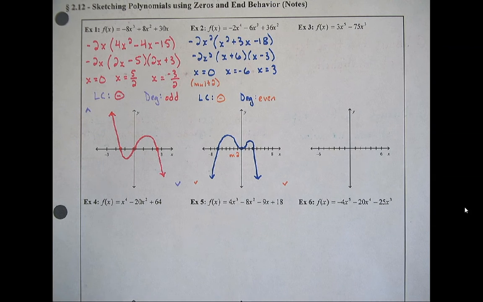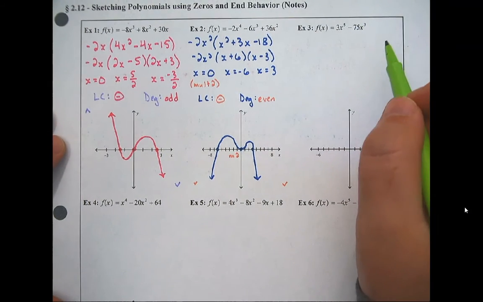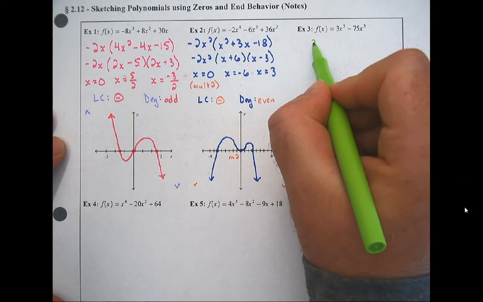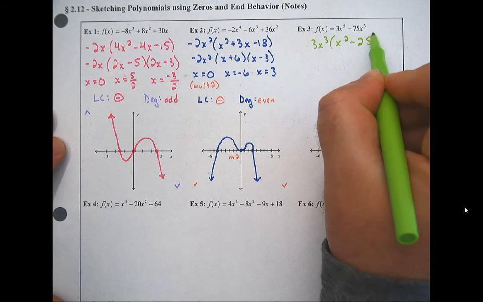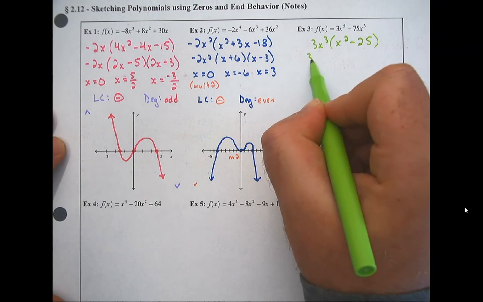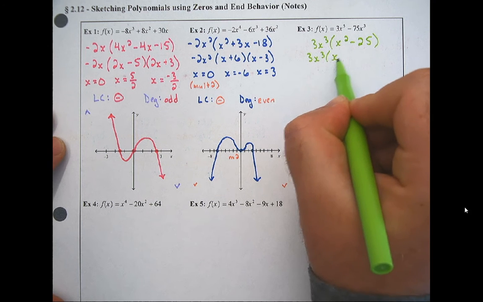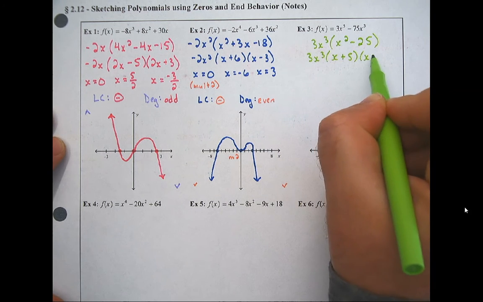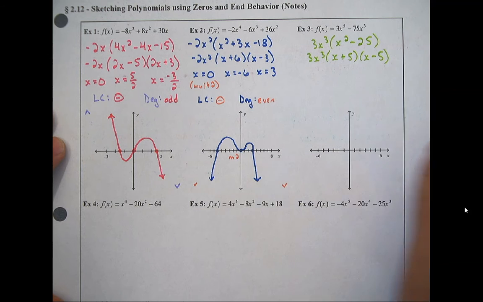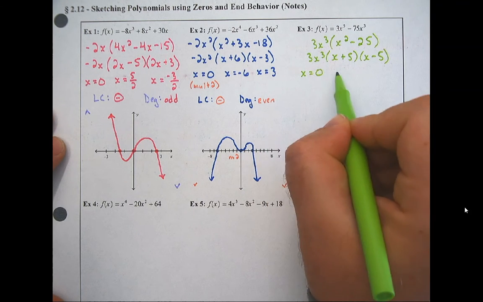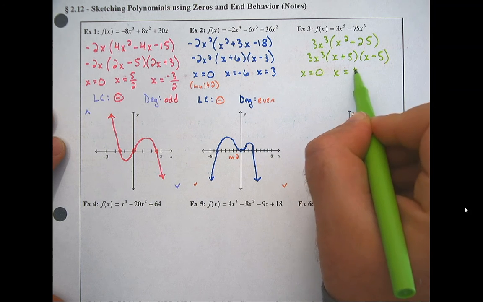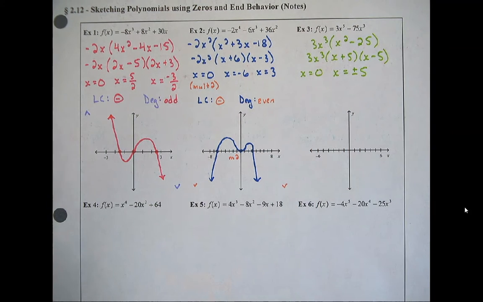Okay, let's have you try the next one. Pause if you haven't yet. Give it a try. All right, so I'm going to factor out again: 3 and an x cubed. That leaves behind x squared minus 25, which I can then factor. So 3x cubed, x plus 5, and x minus 5, which I can then ZPP. X equals 0, x equals, I'm just going to put those together, plus or minus 5.